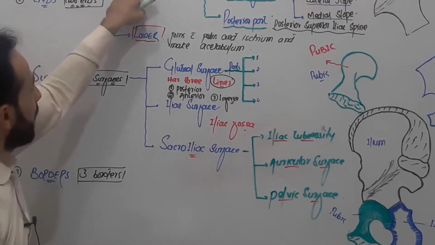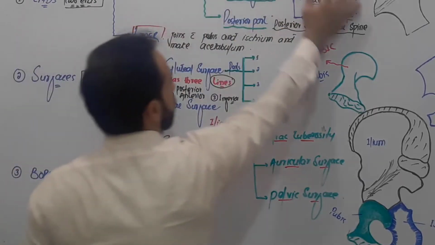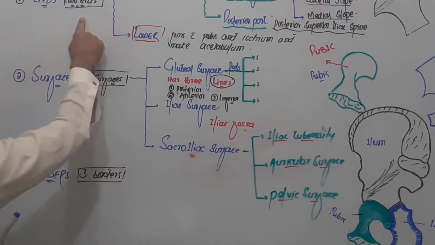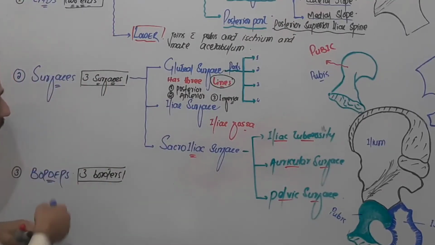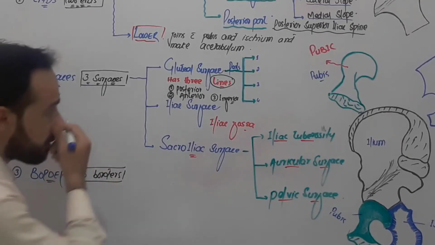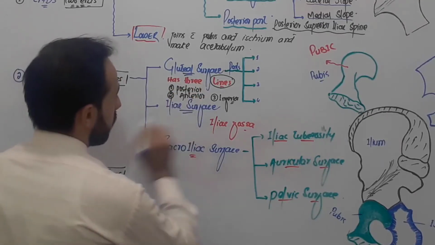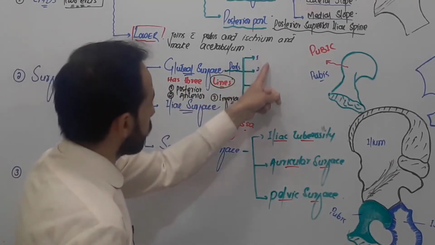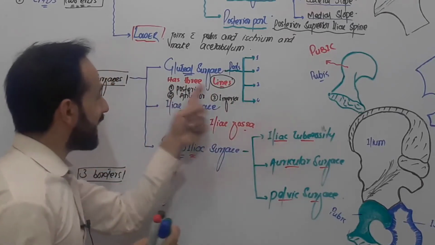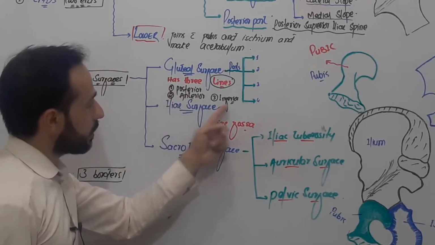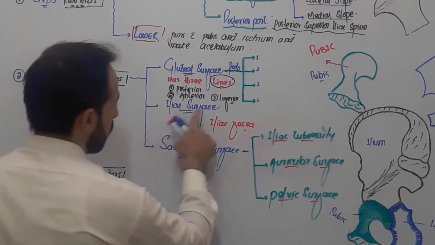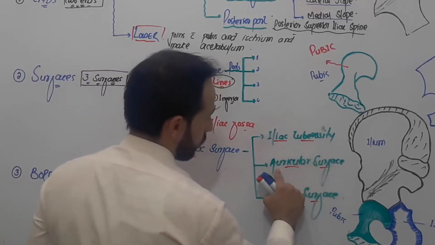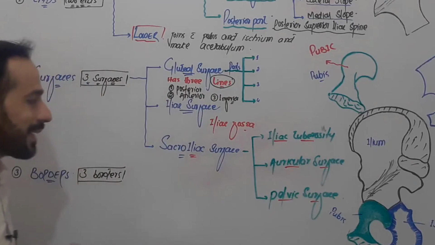We discussed the ends, upper end and lower end, and all these are the important points related to the ends of the iliac bone. Then there are the surfaces, and we have said that the iliac bone has three surfaces. What are those? The gluteal surface, the iliac surface, and the sacroiliac surface. The gluteal surface is divided into four parts by three lines: the posterior, anterior, and inferior gluteal lines. And then the iliac surface has the iliac fossa. The sacroiliac surface has three parts: the iliac tuberosity, the auricular surface, and the pelvic surface.